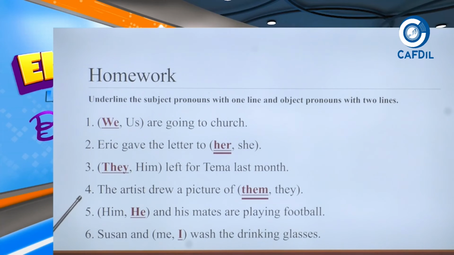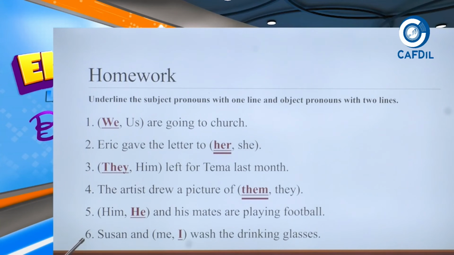Good. Number 4. The artist drew a picture of, we have them and they in the bracket. Which one is correct? Them. Okay, let's read it together. The artist drew a picture of them. Number 5. In the bracket we have him and he. Which one is correct? He. Okay. He and his mates are playing football.